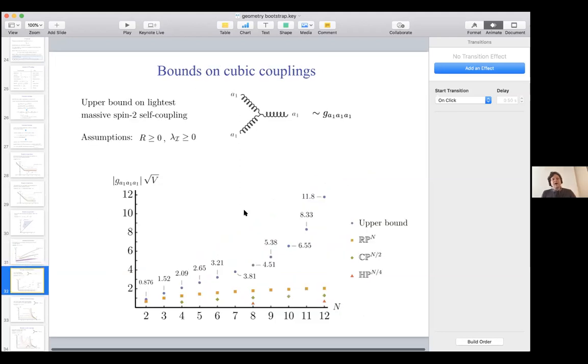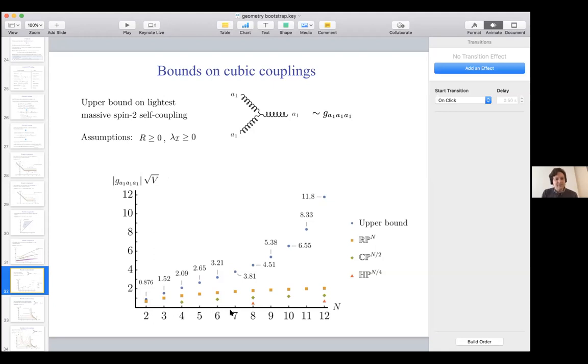Here's some bounds now on triple overlap integrals, on cubic couplings, if you like. So here we're looking at upper bounds on the cubic coupling of the lightest possible massive Kaluza Klein state of the spin 2. So the self-coupling of the first massive spin 2 normalized to the volume.